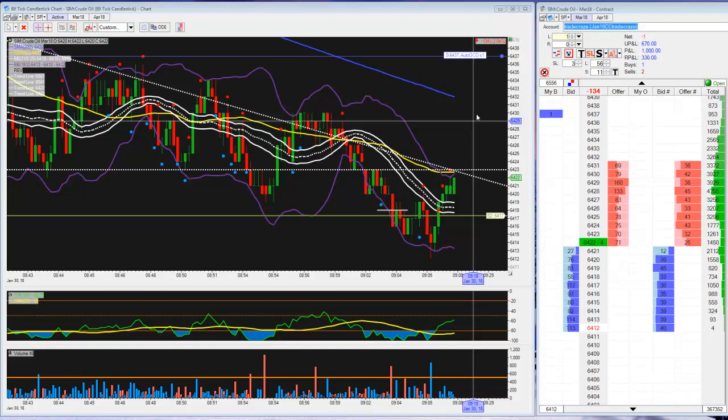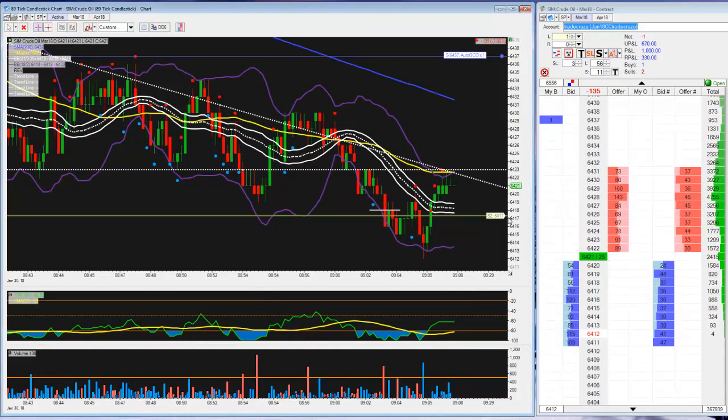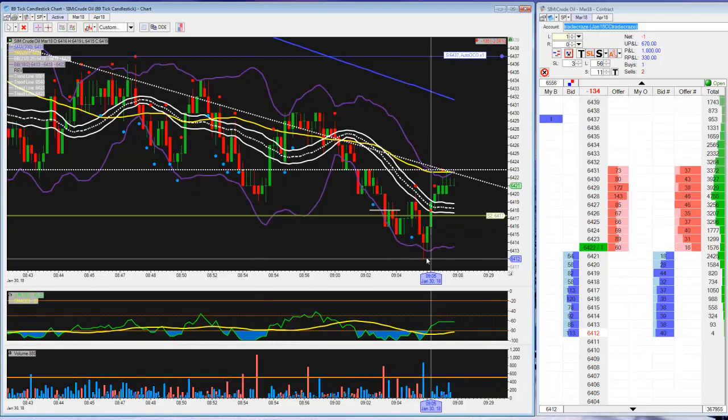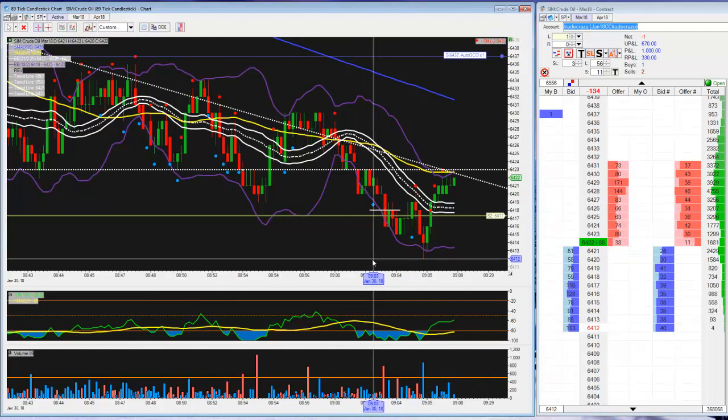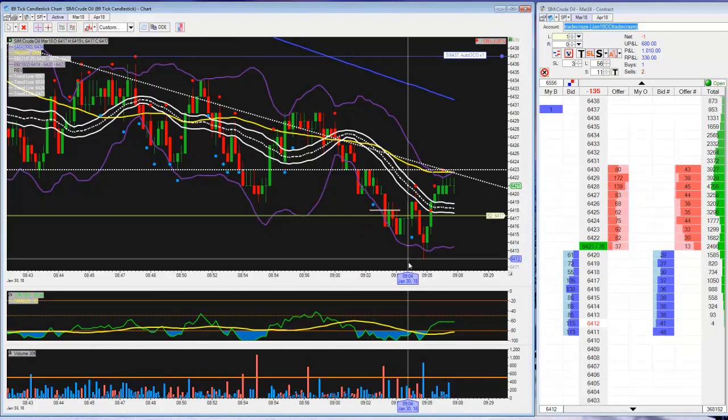Still don't see a WTF bar here. I don't believe the downside pressure is over, but just never know when that market wants to stop coming down for a while.